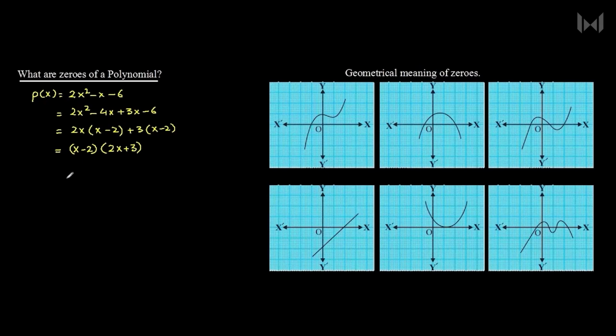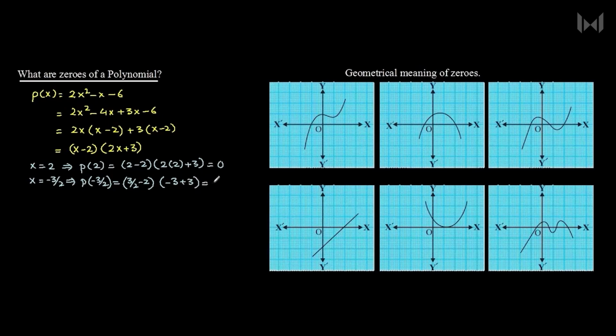Now suppose I put x = 2. That implies p(2) = (2 − 2)(2 × 2 + 3). Now 2 − 2 is 0, so the entire thing becomes 0. Or if I put x = −3/2, that implies p(−3/2) = (−3/2 − 2)(2 × (−3/2) + 3), where 2 into −3/2 is −3, plus 3. Once again it becomes 0. That means when x is 2 or x is −3/2, the value of p(x) becomes 0.